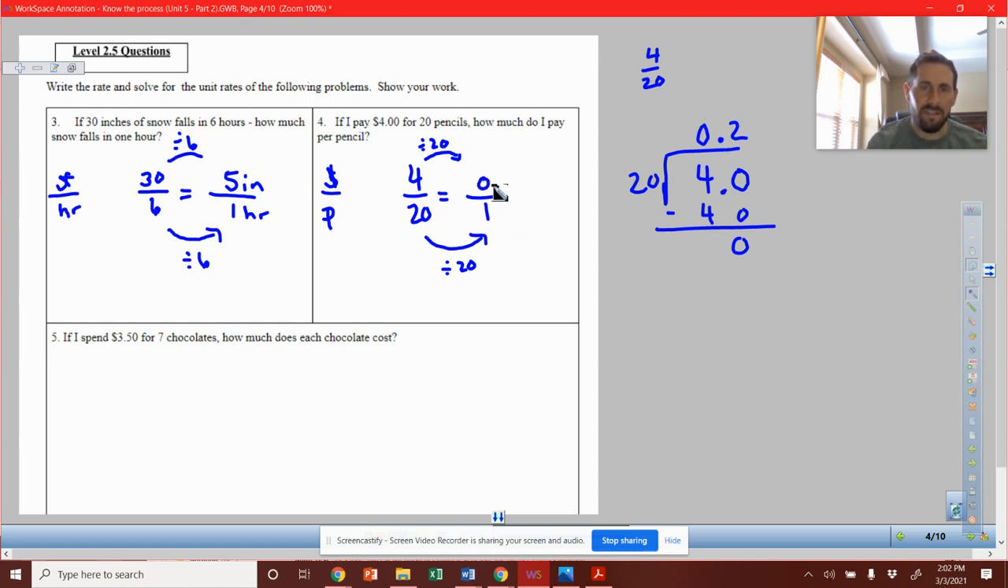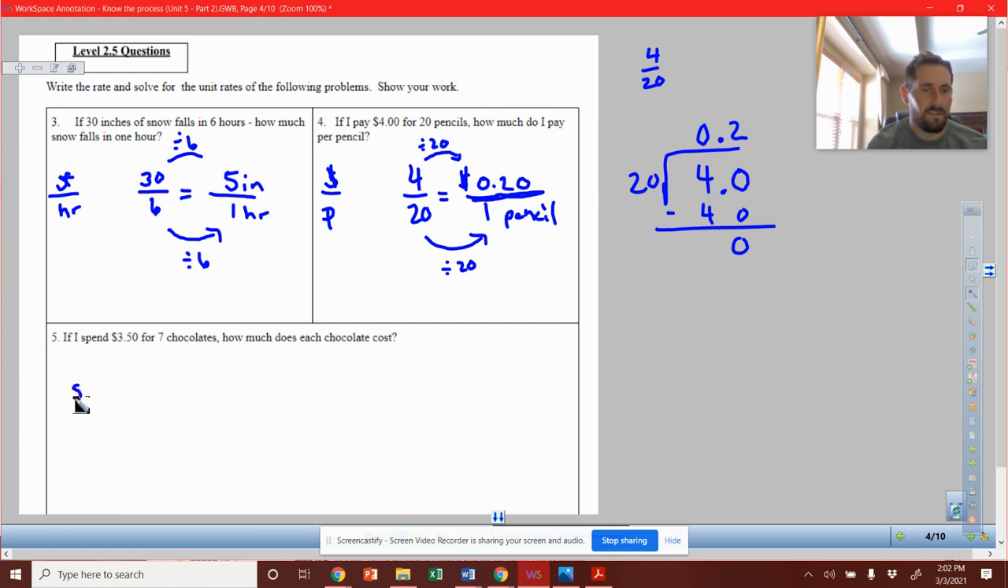But we have to understand that this is money. So what that really means is, I insert another 0 there. It's 20 cents. It's 20 cents for every 1 pencil. All right, if I spend $3.50 for chocolate, how much does each chocolate cost?